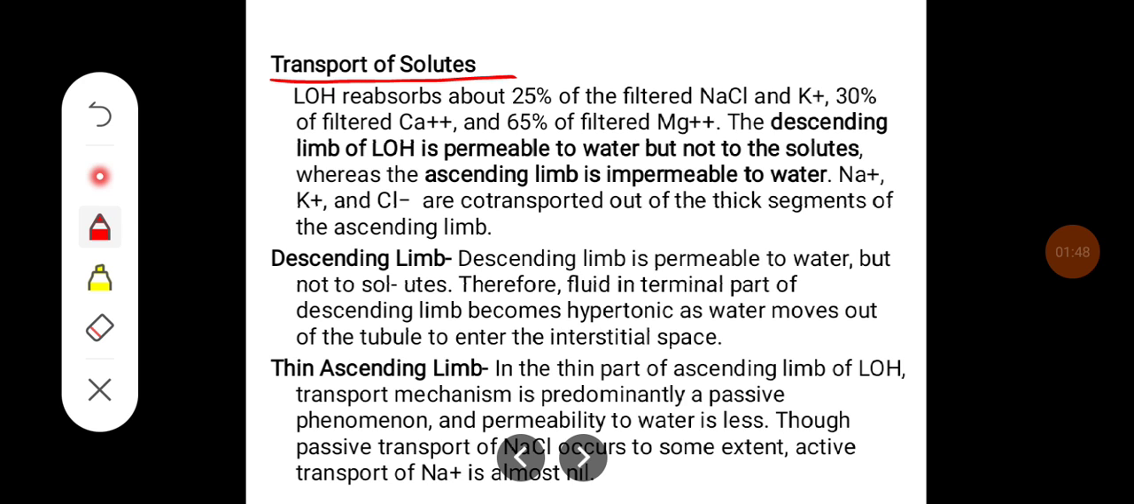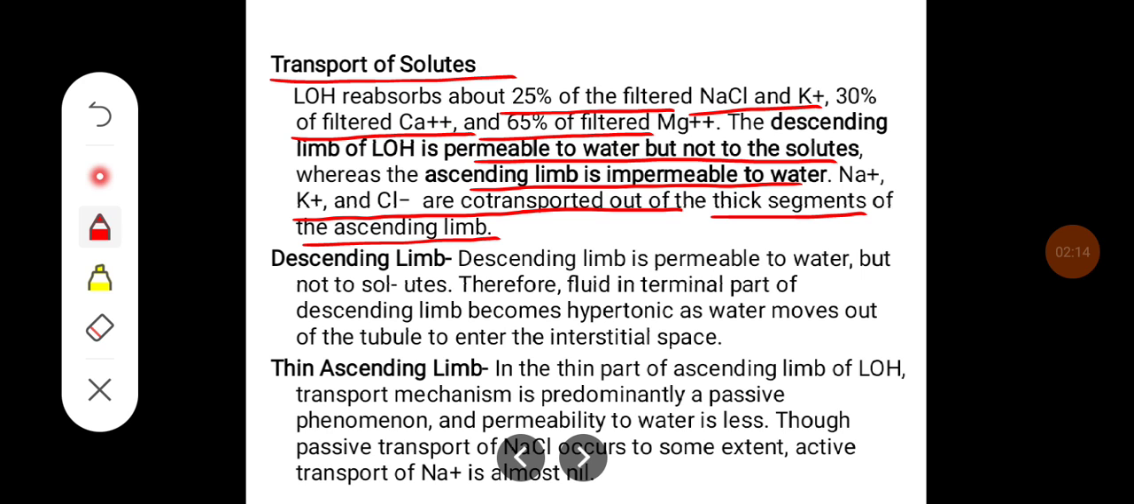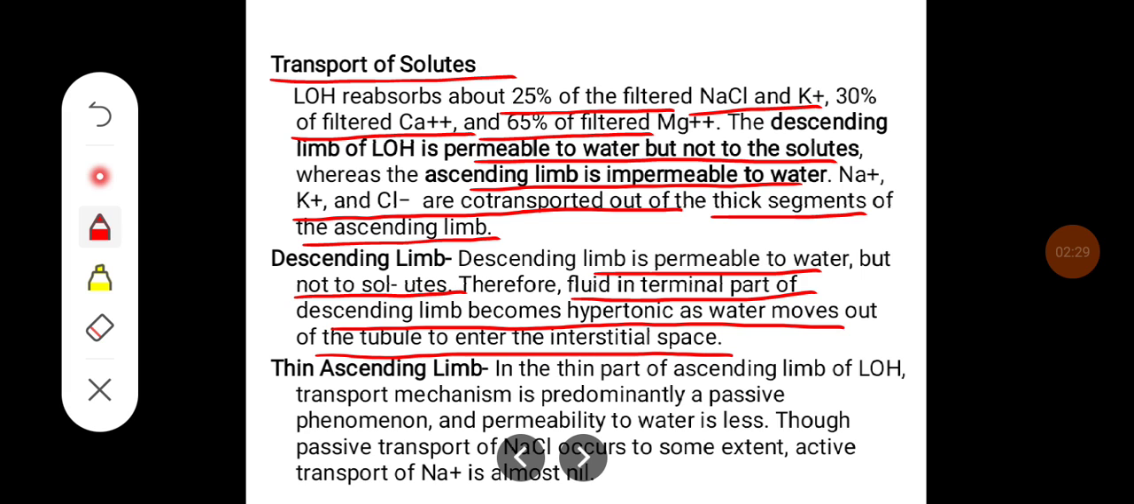Transport of solutes here. Loop of Henle reabsorbs about 25% of the filtered sodium chloride, potassium, 30% of the filtered calcium, and 65% of the filtered magnesium. The descending limb of loop of Henle is permeable to water but not to the solutes, whereas the ascending limb is impermeable to water. Sodium, potassium, chloride are co-transported out of the thick segments of the ascending limb. Therefore, fluid in the terminal part of the descending limb becomes hypertonic as water moves out of the tubule to enter the interstitial space.